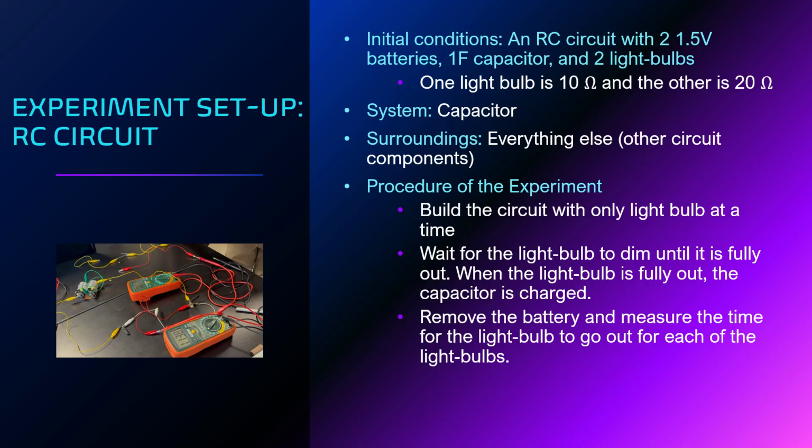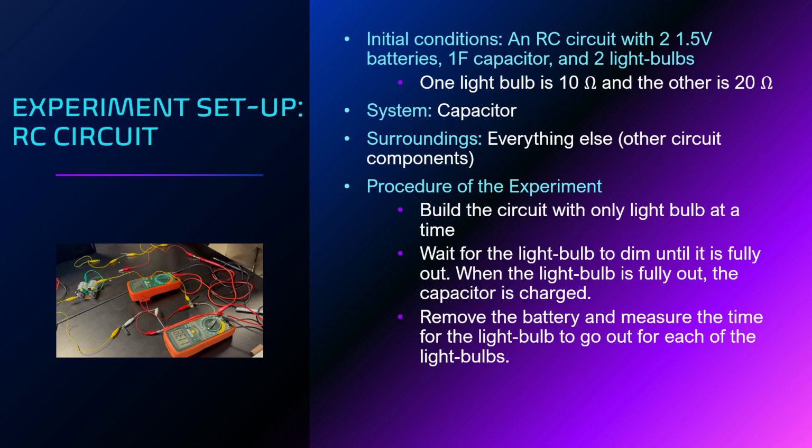Moving on to the setup for the RC circuit. The initial conditions for this circuit were two 1.5 volt batteries, one farad capacitor, and two light bulbs. One light bulb was 10 ohms and the other was 20 ohms. The system for this new setup is the capacitor, and the surroundings is everything else, which are the other circuit components.